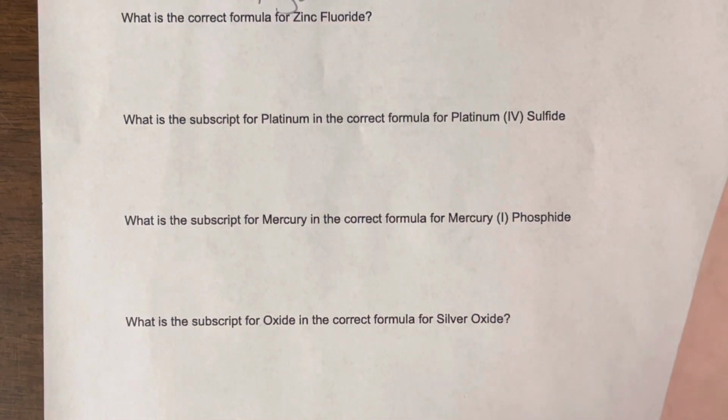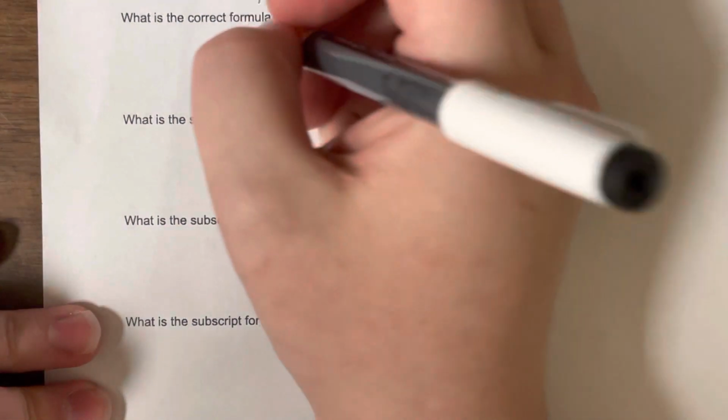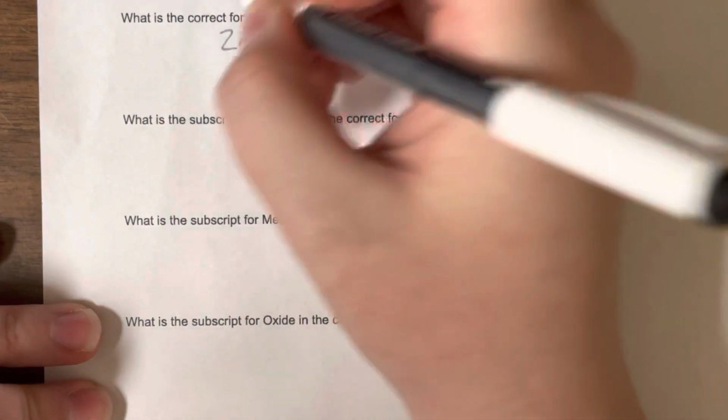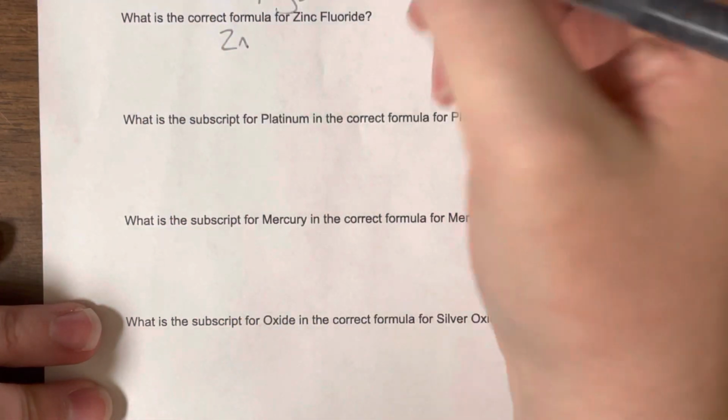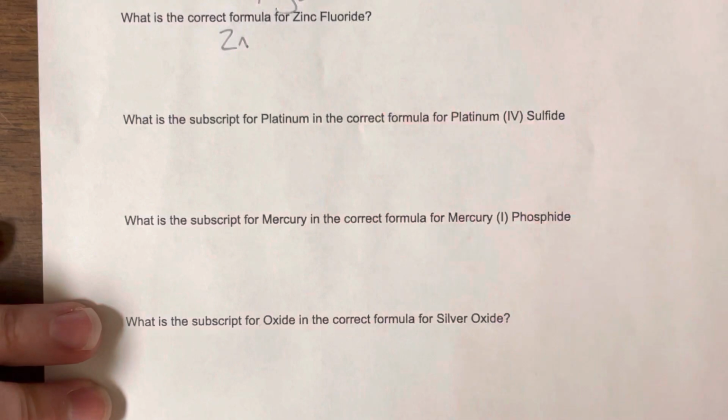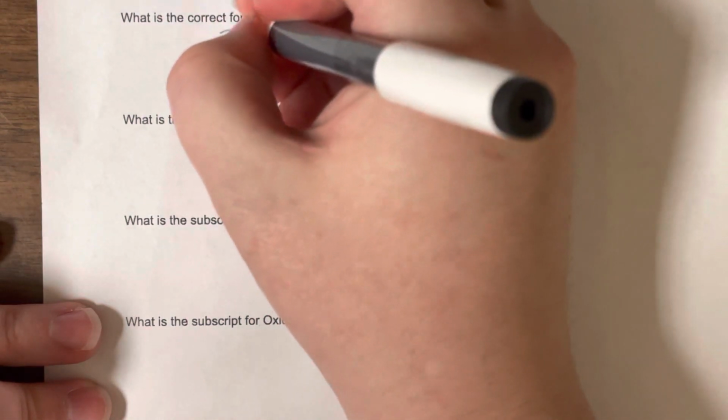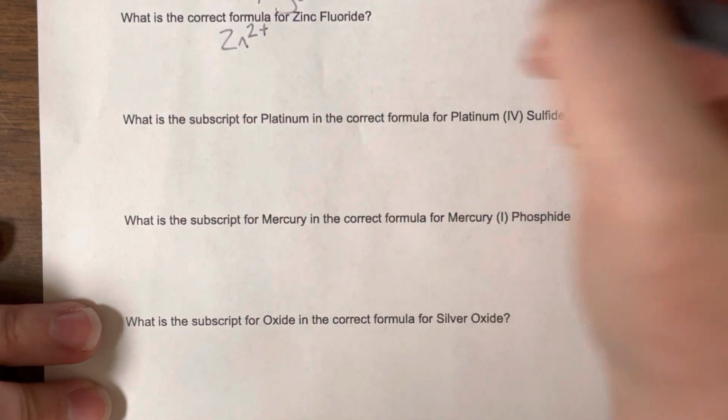What is the correct formula for zinc fluoride? Zinc has the symbol of Zn. It is part of Cadmium, so that means that I had to have memorized the charge for zinc. Zinc's memorized charge is positive 2.